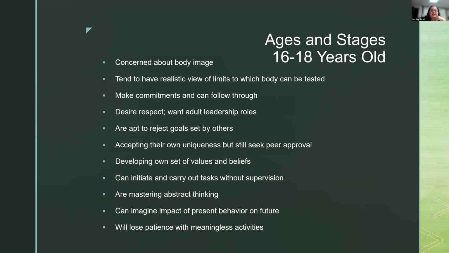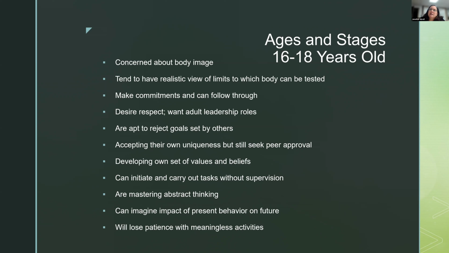All right. And then that last group, the 16 to 18-year-olds. They're very concerned about that body image, right? So physically, still very concerned about that body image. They tend to have realistic views of the limits that they have. At this age, 16, 17, 18-year-olds, they're capable of making those commitments and capable of following through, right? Some of the younger kids want to make that commitment, but they might not be quite ready for that. They don't have that forward thinking to know exactly what it's going to take. But at this point, they're capable of doing that.